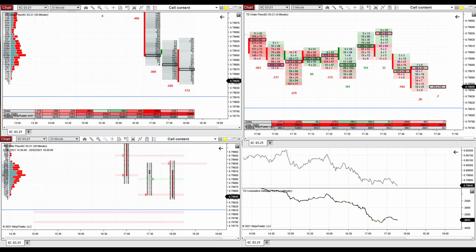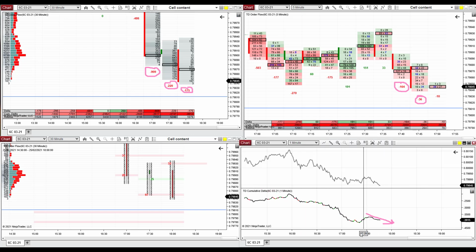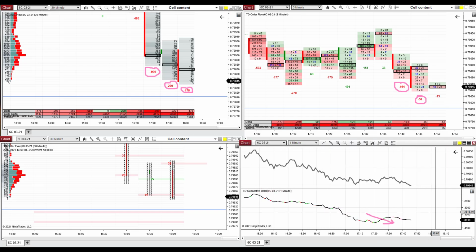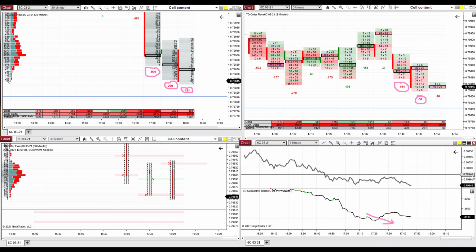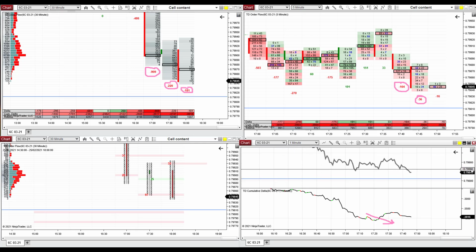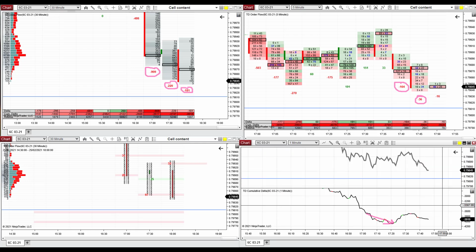Alright, so right now delta is negative. Still negative. You can see it in here, you can see it in here. So, no divergence. I would really like to see a divergence now. That would be fantastic, to see it around that support. There's not much time now.